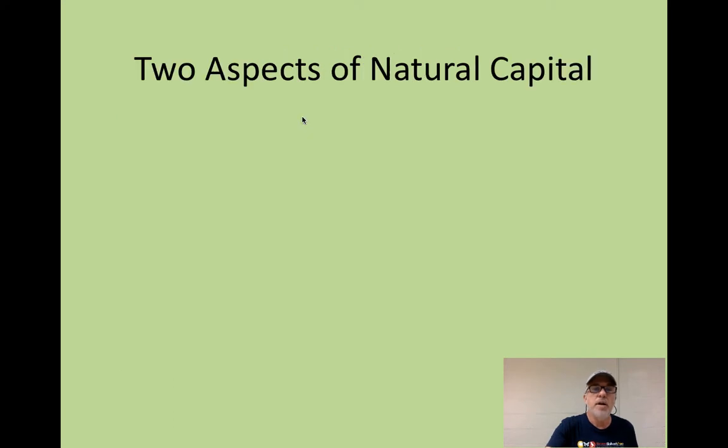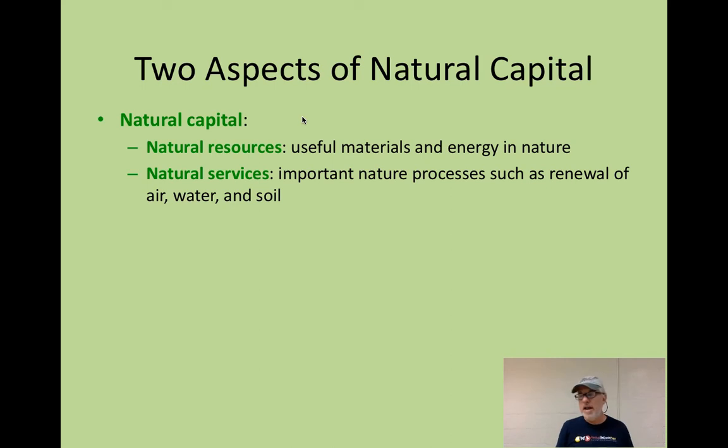So moving on, there are really two aspects of natural capital if you think about it. One are natural resources, useful materials and energy in nature. So the veins of copper ore or of iron ore, and the standing biomass in a forest, and the pool of oil under the ground, and all the sand on beaches that can be used to make glass, and the peat in bogs that can be used for various functions, etc., etc.